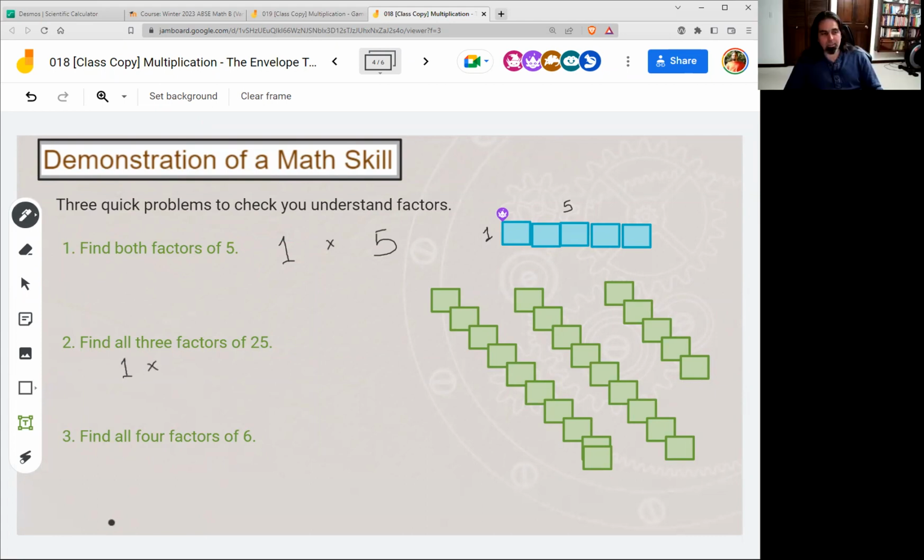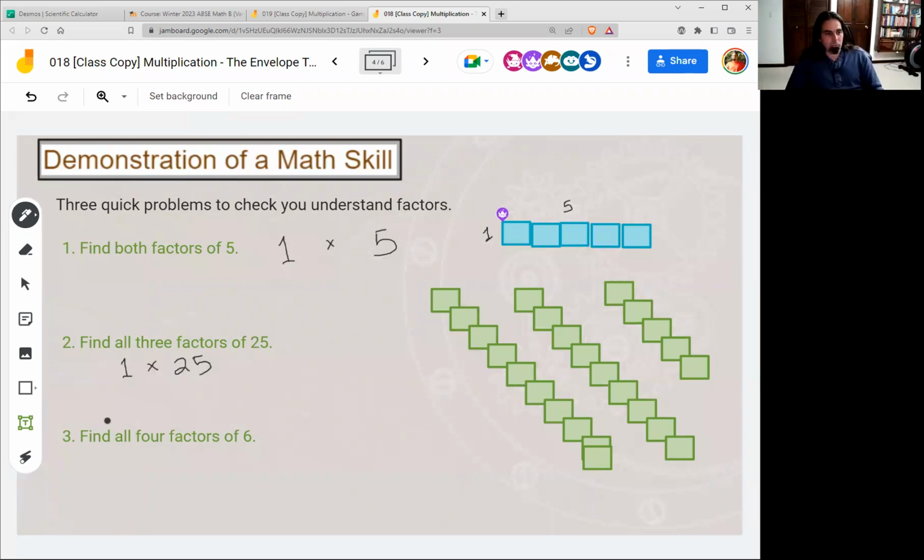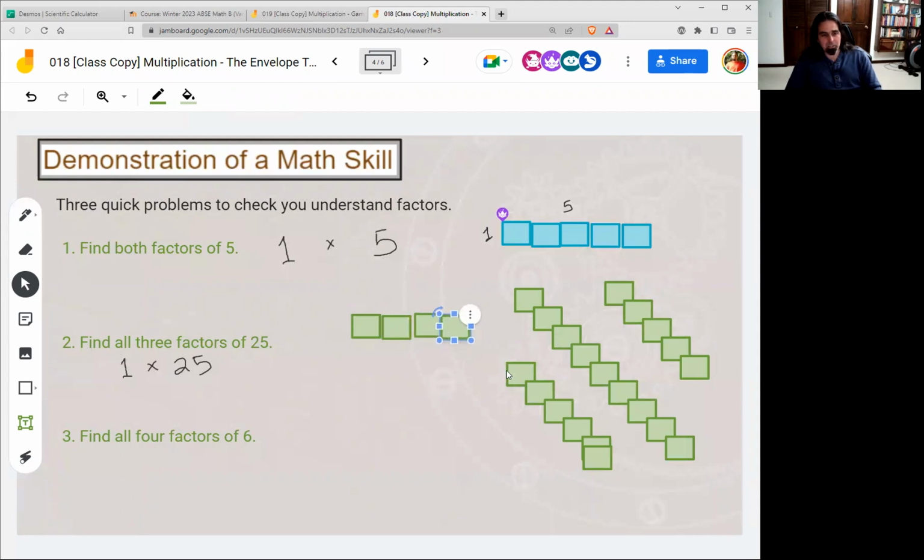One will work. What goes with 1? Or 25? 25. I'm not sure it will fit on the board, but we could make the long caterpillar where we just lined up all of these. It's going to run off the edge if I try, but it would be 1 tall and 25 wide. So that works.